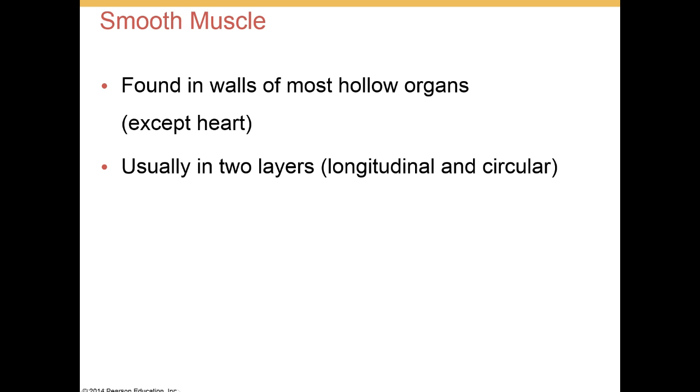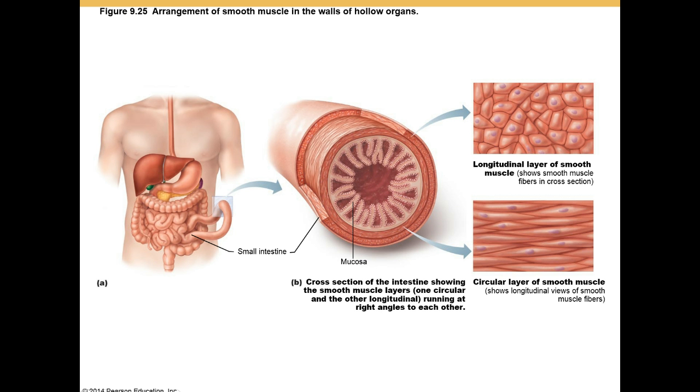When we get to the cardiovascular system, we have an entire chapter just about the heart. So smooth muscle is mainly found in the walls of most of the hollow organs except the heart. And usually when we see it, it's in two layers that are at angles to each other. One that runs along the length of the organ called longitudinal muscle, and one that encircles the organ called circular muscle.